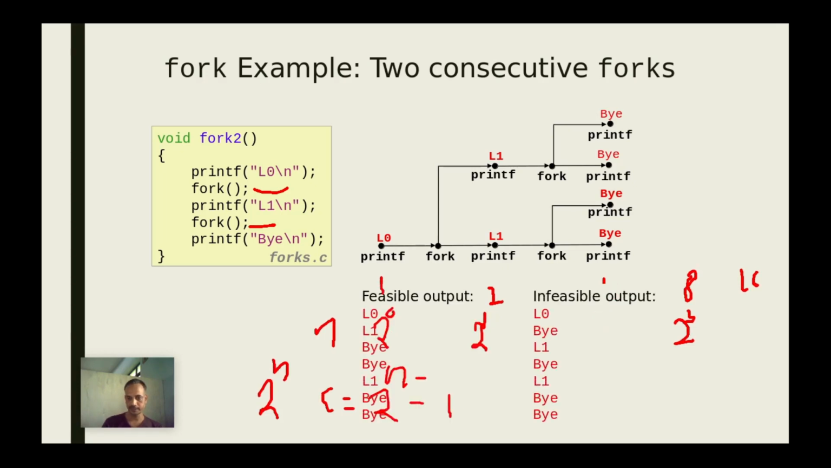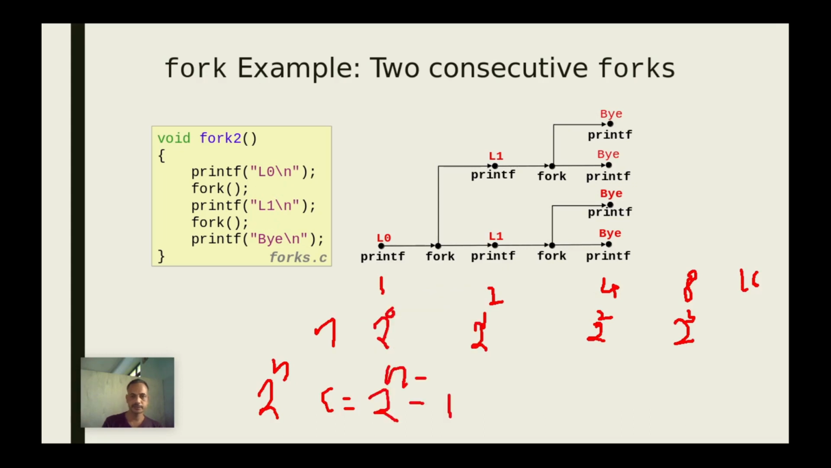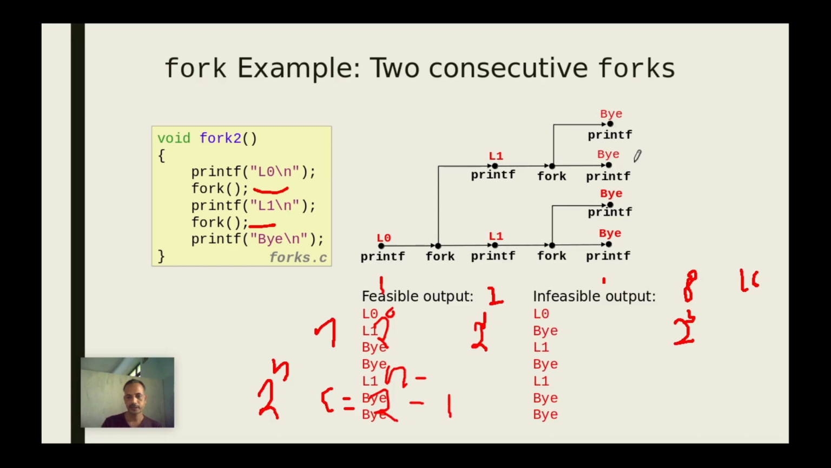So this is the feasible output, this is the infeasible output. So feasible and infeasible means, this is feasible because the first L0 message is printed, then L1, then it might be possible that after executing this fork system call, the parent is immediately printing the bye. Then the child is printing bye. Then next is L1. So execution is shifted to the first child process, so it will print L1, then bye, and then bye.